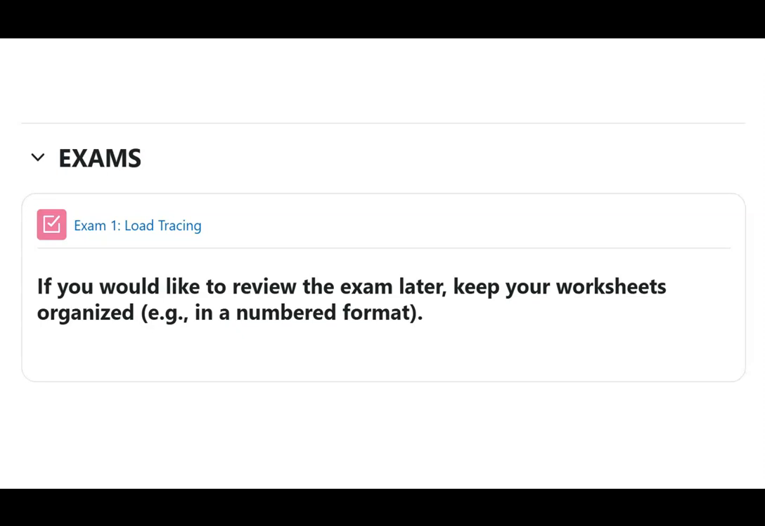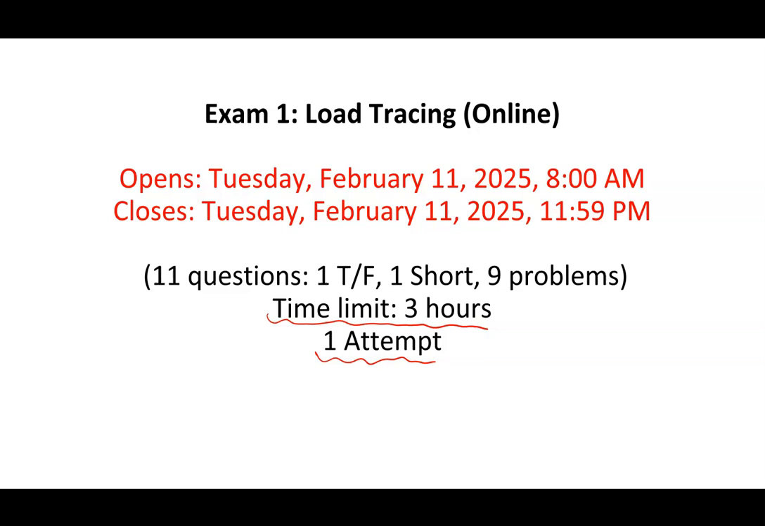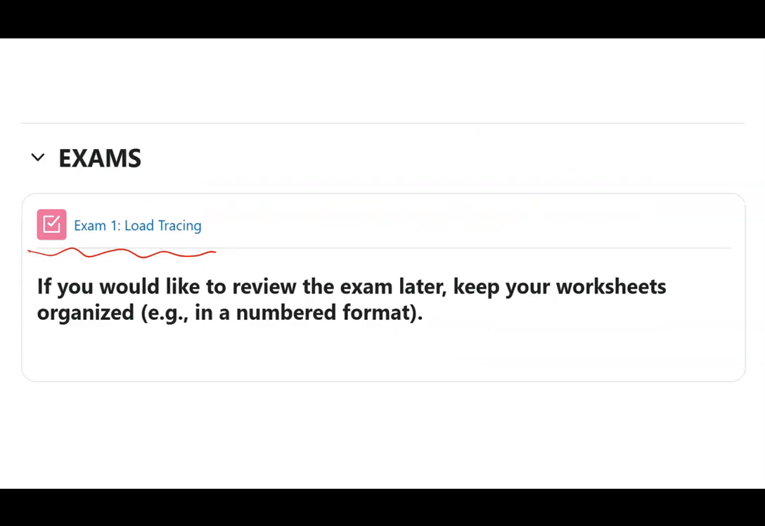So Exam 1 is available on the As You Learn page, and you will have access to the exam using this link on Tuesday, February 11. If you would like to review the exam later, keep your worksheets organized and number the questions in your worksheet.